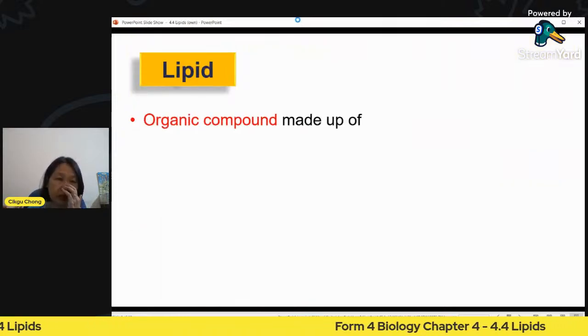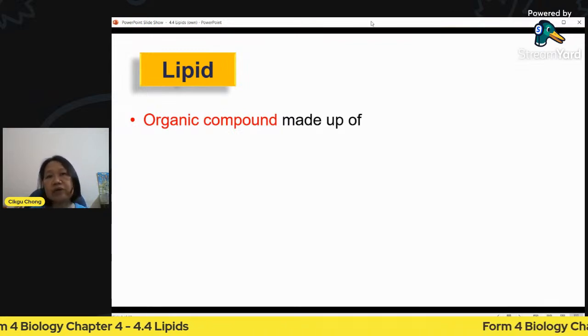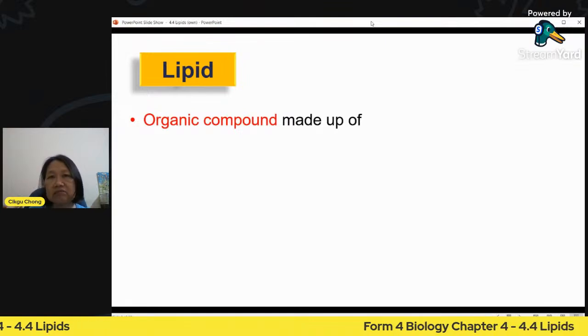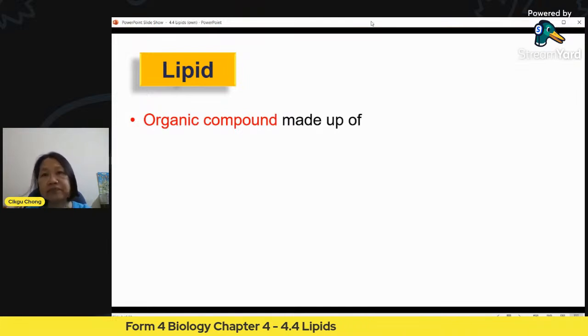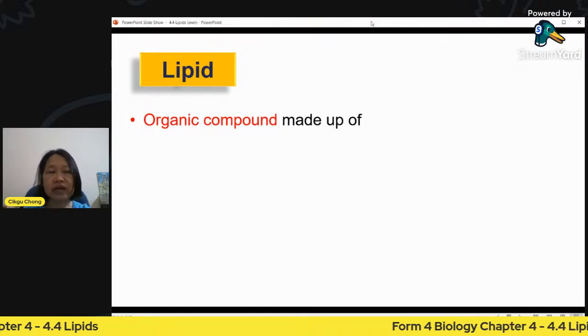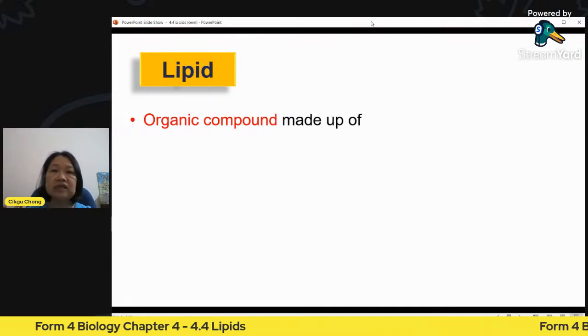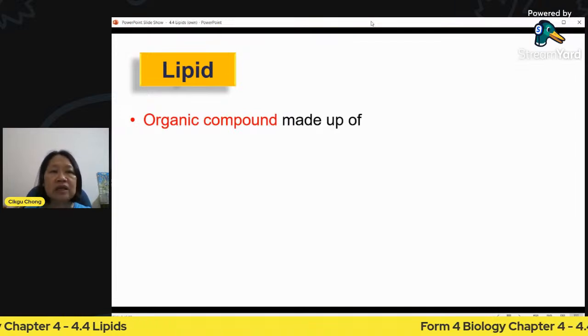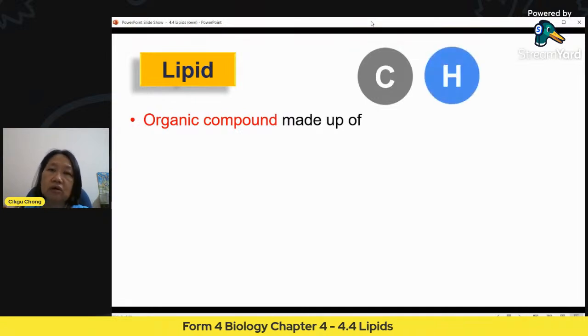So lipid is an organic compound. All the things that we're learning so far, the protein, the carbohydrates, and later nucleic acid, are all organic compounds because they are made inside the cell. They're made by living cells, so we call them organic. They contain carbon as well. They're made up of actually just three elements. Unlike protein, which had carbon, hydrogen, oxygen, and nitrogen, and sometimes phosphorus and sulfur as well, lipid only has carbon, hydrogen, and oxygen.